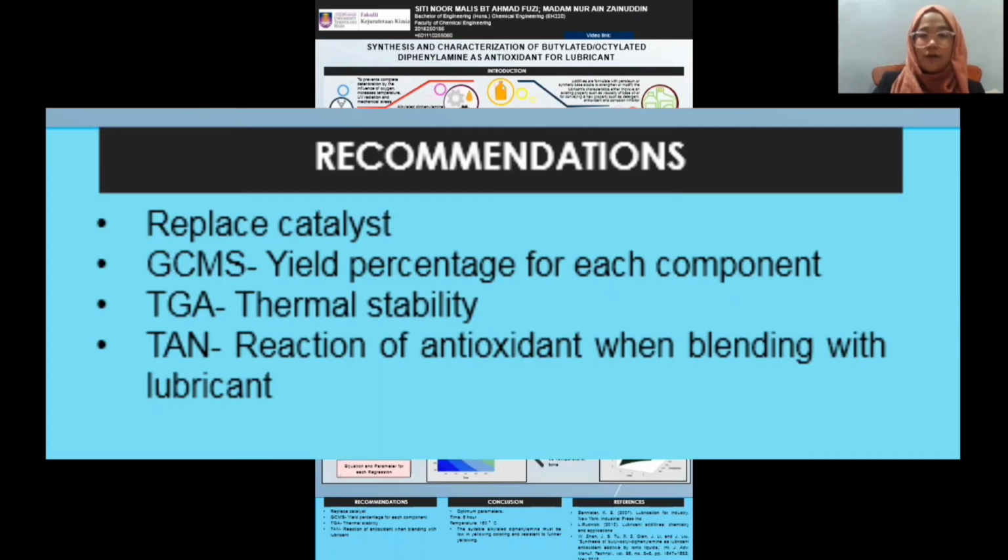Recommendation. For future work, the catalyst can be replaced with a catalyst that is more environmentally friendly and easy to separate, such as clay. The sample must be analyzed using GCMS to determine the yield percentage for each component that exists in the sample. The thermal stability of the sample must be determined using TGA. And lastly, the total acid number test can be used to determine the reaction of antioxidant when blending with lubricant.